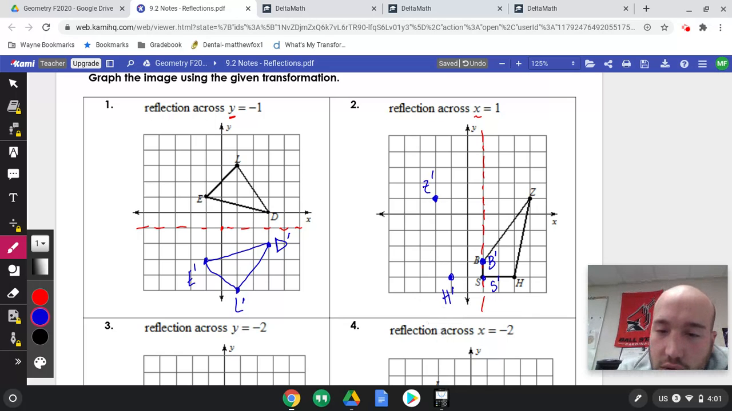And all I need to do now is connect my dots. And we have our reflection. All right.